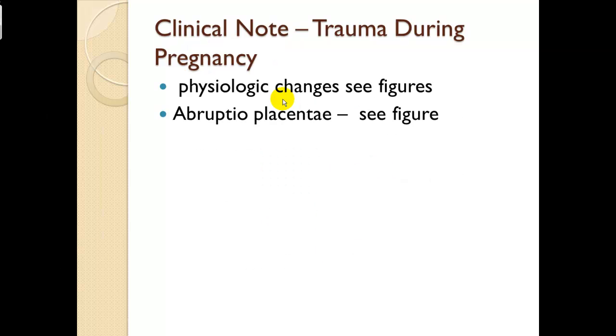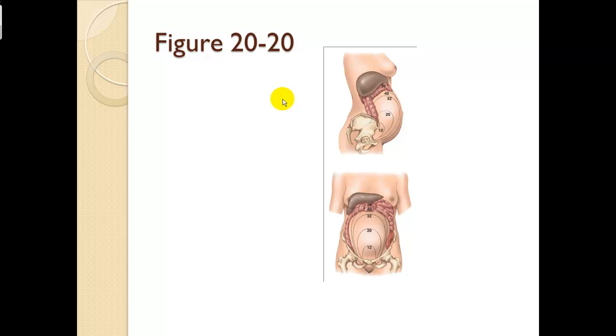Clinical note: trauma during pregnancy, physiological changes, and then abruptio placentae. We're going to take a look at the figures and talk about this. In figure 20-20, the biggest change is to the reproductive system. In the non-pregnant state, the uterus is small, about 60 grams, and holds about 10 cc's. By the end of pregnancy, it's 1,000 grams, and it can hold 5,000 mL.